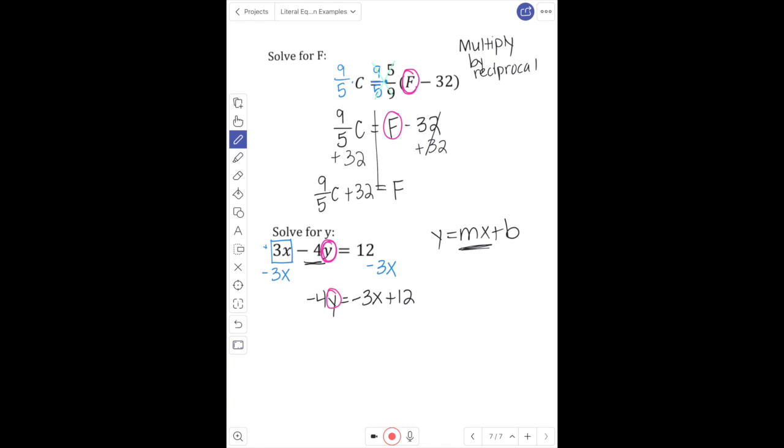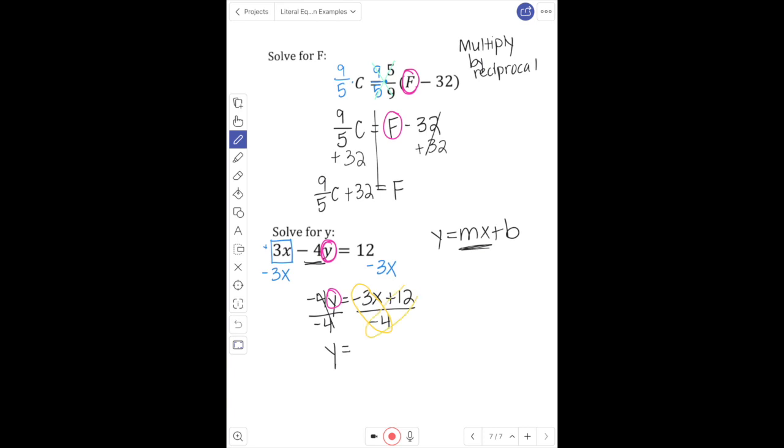All right, so right here I'm still solving for y. So I'm going to divide by negative 4. Now, at this point, I could potentially leave it like this, but I am going to teach you to simplify. The reason I'm going to teach you to simplify is because you're going to have to do it when you get to linear equations.